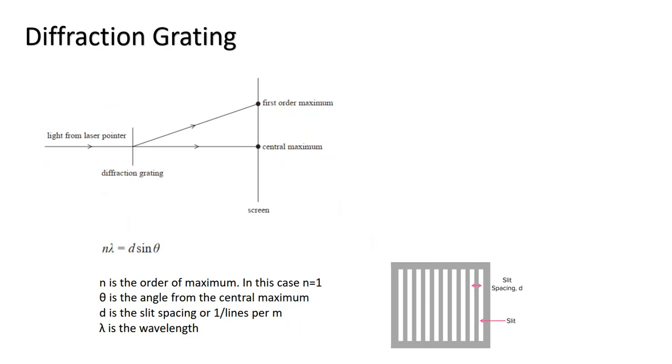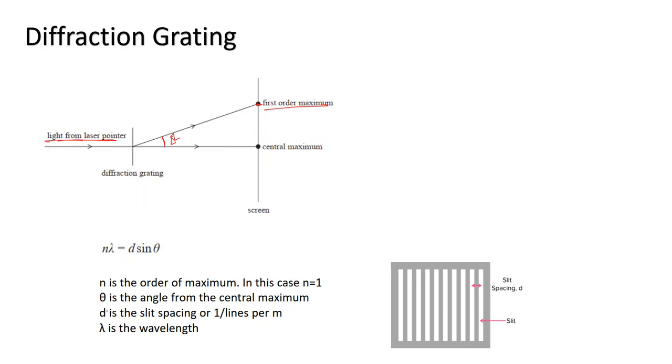Next up, we have diffraction grating. Every time you come across a question associated with diffraction grating, just recall the equation n lambda equals d sine theta, where n is the order of maximum, and in this specific question, since we are dealing with the first maximum, the value of n would be 1, and this is the theta which we always consider from the central maximum. d is the slit spacing, or in mathematical terms it's 1 by lines per meter, and lambda is the wavelength of the light from the light source.